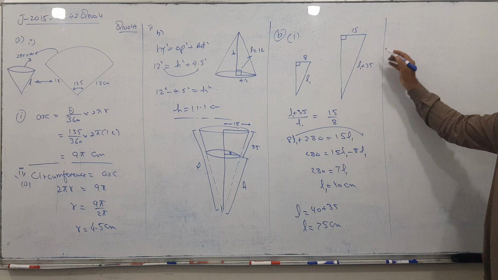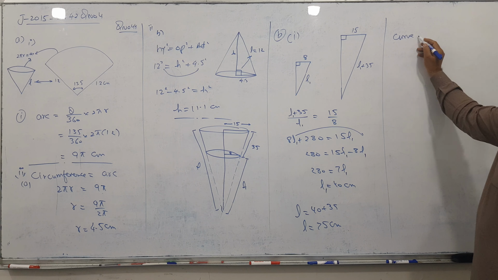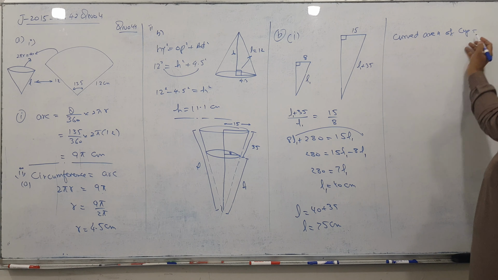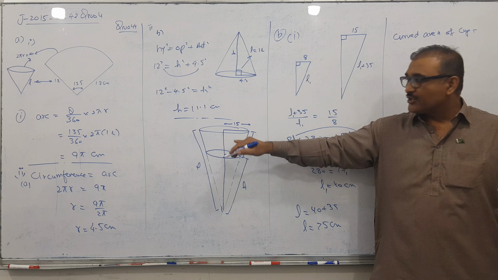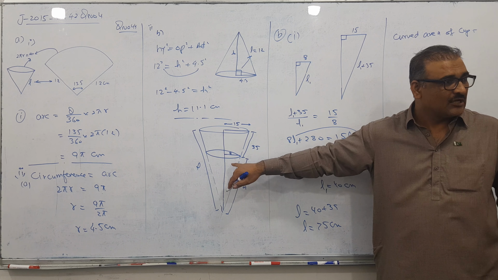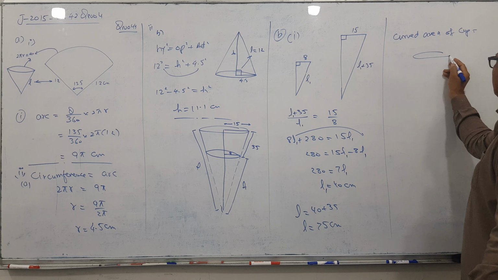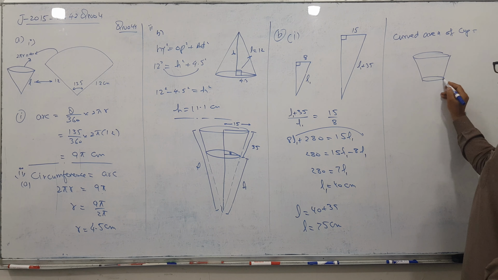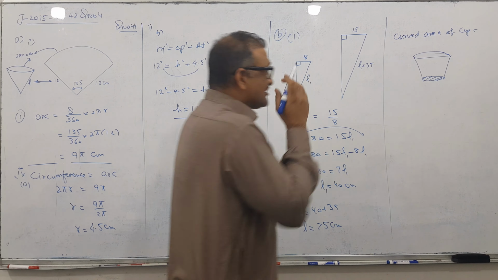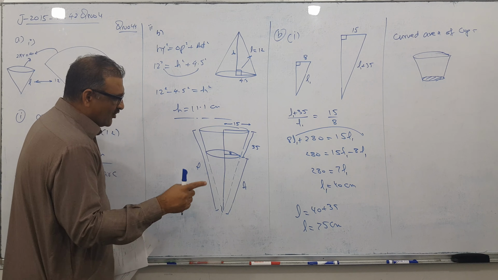What is the curved area of the cup? So how to find the curved area of the cup? Top is open, but down is closed. Like a cup is like this. You can see this kind of cup we have. This is closed, but the top is open. So how can we find it? Let me tell you first of all.